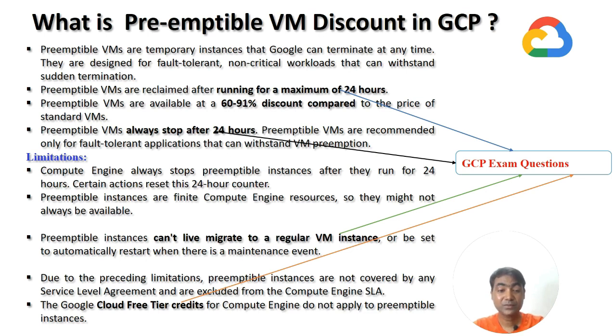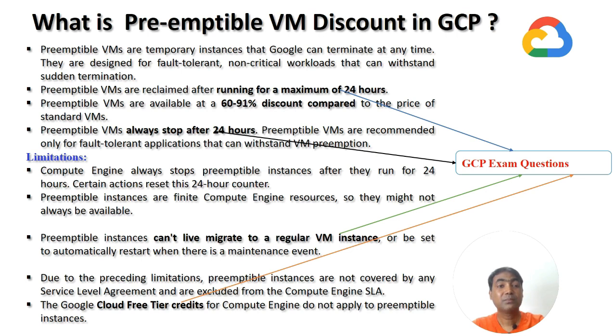Another limitation is that preemptible instances cannot live migrate to regular VM instances or be set to automatically restart when there is a maintenance event. And as you can see here, preemptible instances are finite Compute Engine resources, so they might not always be available. This is the limitation. If you have a free tier account, then you cannot use preemptible instances for your free tier account.